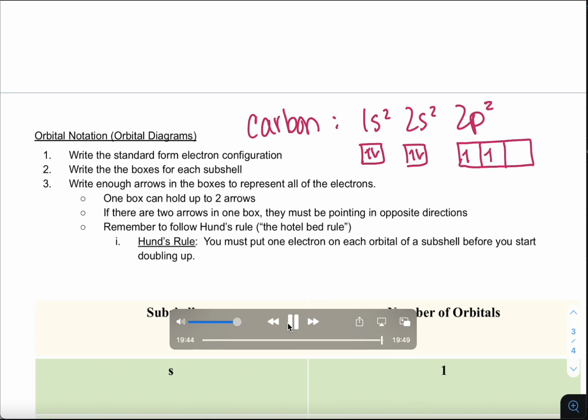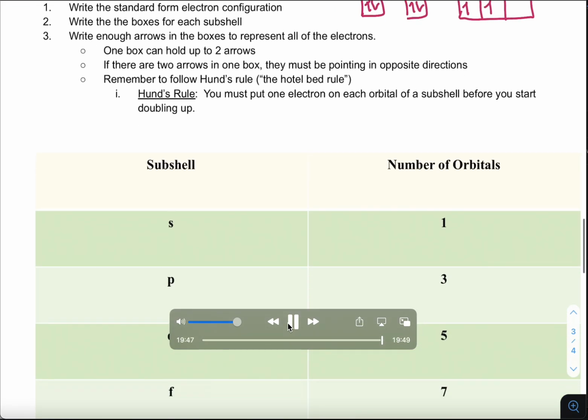And that's it for electron configurations for this intro video.